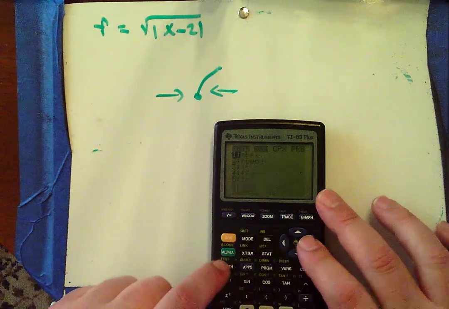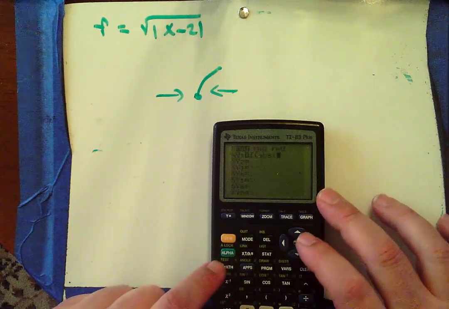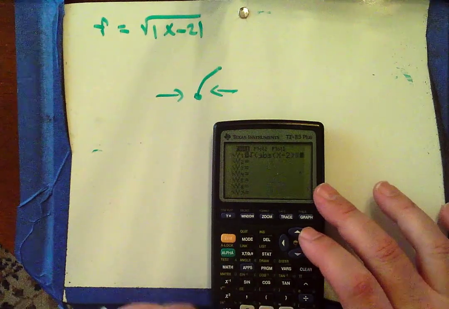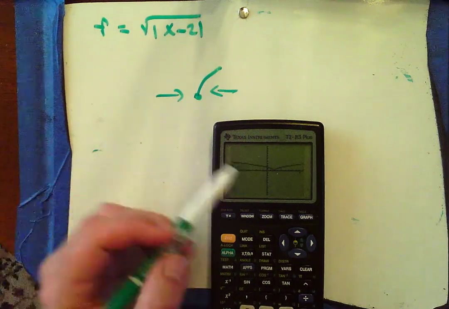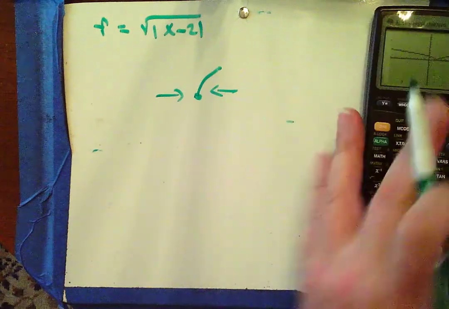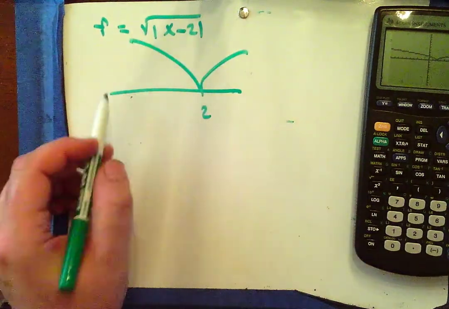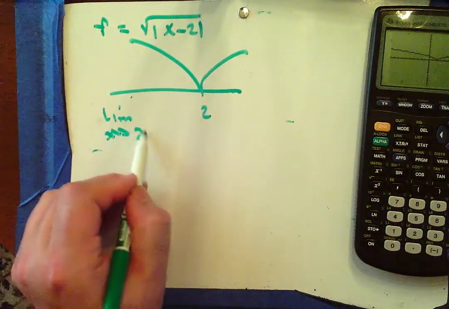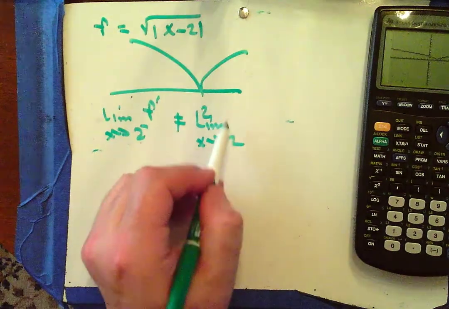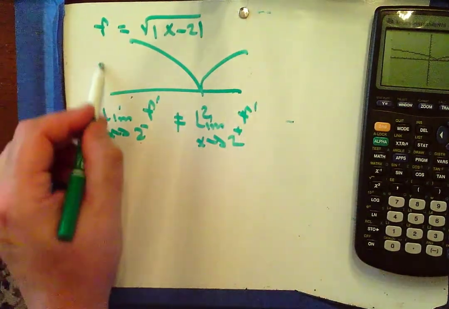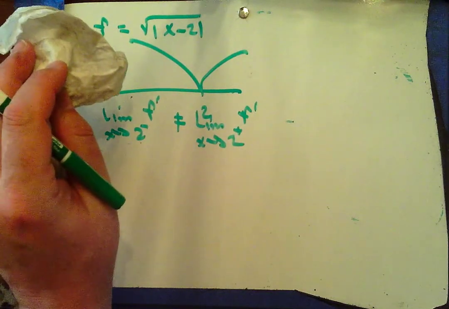Math, absolute, oops, I'm over here. Math, absolute, x minus 2, close parentheses, and zoom 6. So the function exists everywhere, but we really do have a pointy point there. The limit of the slopes is not the same. So there's 2, and this is our graph, and we say the limit as x approaches 2 from the negative of f prime doesn't equal the limit as x approaches 2 from the positive of f prime. So I'm going with choice A on this one. All right, that's A for number 11.